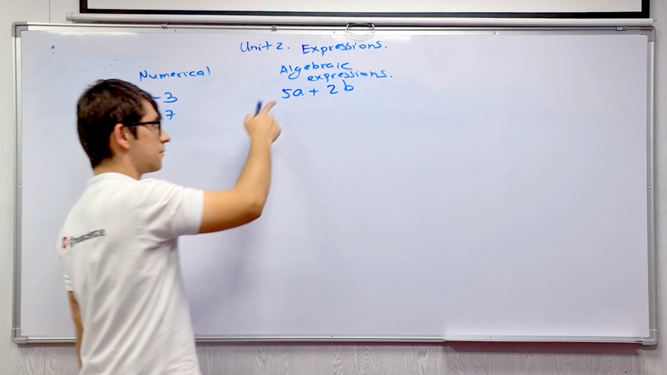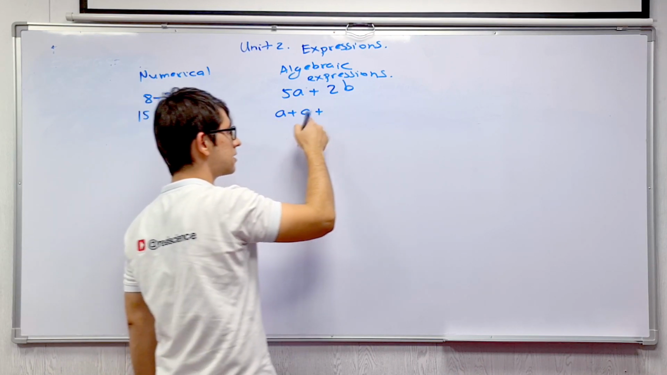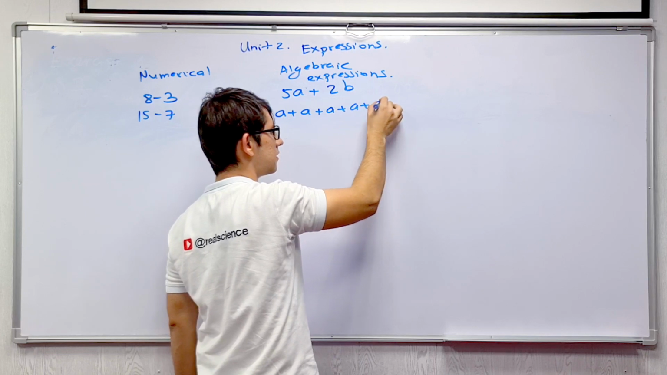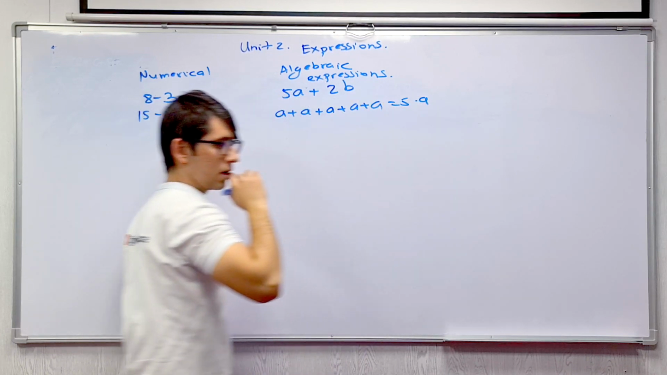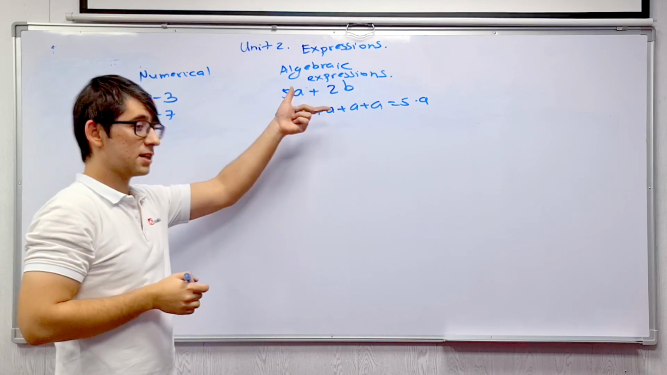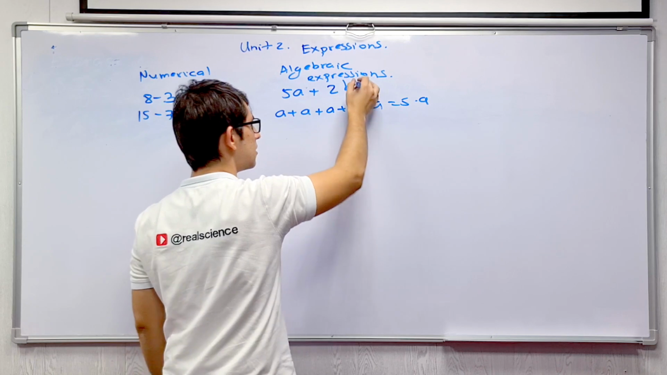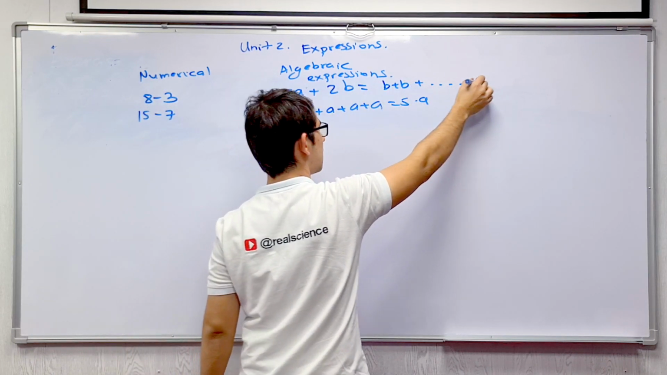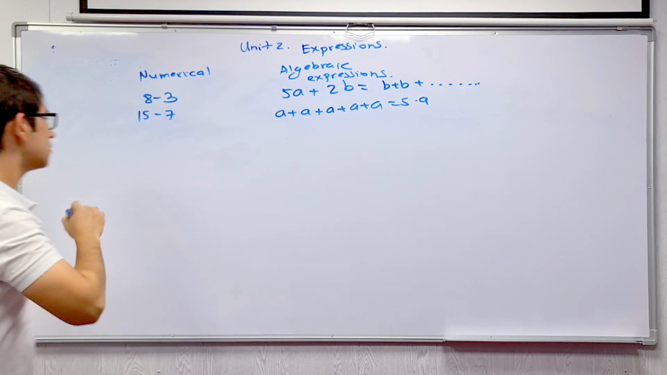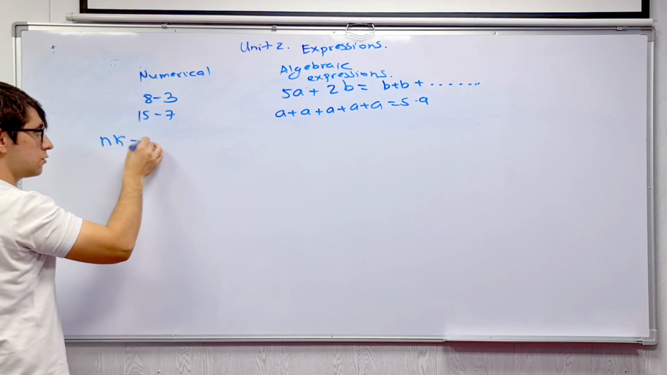What does it mean? 5a, you should actually write as a plus a plus a plus a plus a, right? And it means 5 times a. An algebraic expression expresses it in a simple way. Okay? 5a. So 2b means b plus b, right? And 5 times a here. So if you are seeing nk, it means two things.